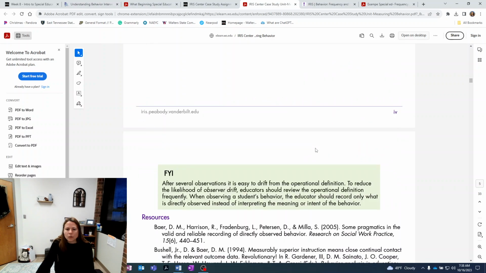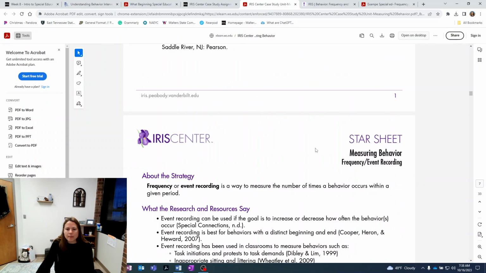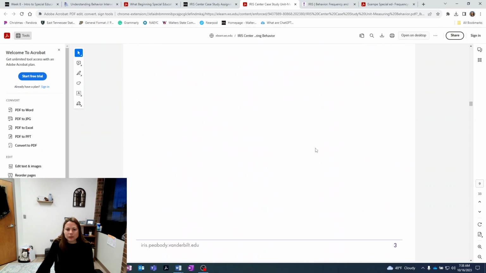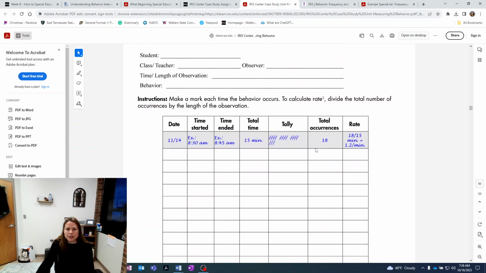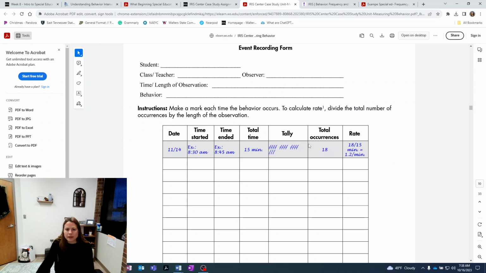Go here, where it talks specifically about data and frequency and intervals. So you'll see here is an example, right? It tells you the date, you will do the time started, the time ended. Now you'll look here, they did 15-minute time. Total time was 15 minutes. They tallied up how many times that target behavior occurred in 15 minutes, right? 18 times. Obviously, that's an issue. I already know that before I even answer the question at the bottom.